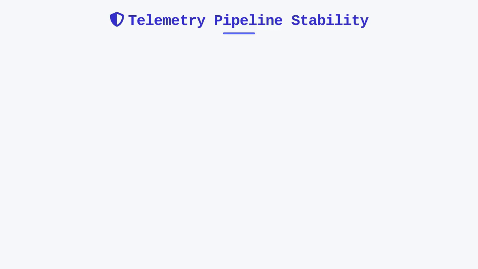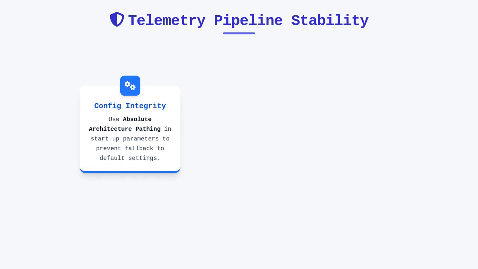Finally, the integrity of your telemetry data relies on the stability of the configuration that points your collector to the upstream endpoints. You must ensure that the absolute file path for your configuration files is correctly referenced in the startup parameters of the daemon, preventing the collector from falling back to default operational settings.